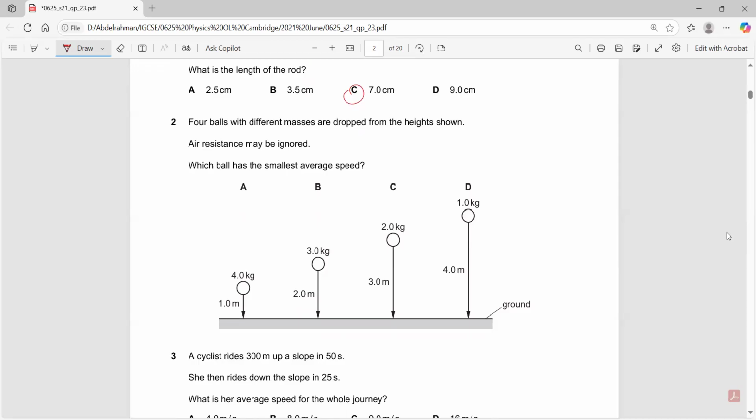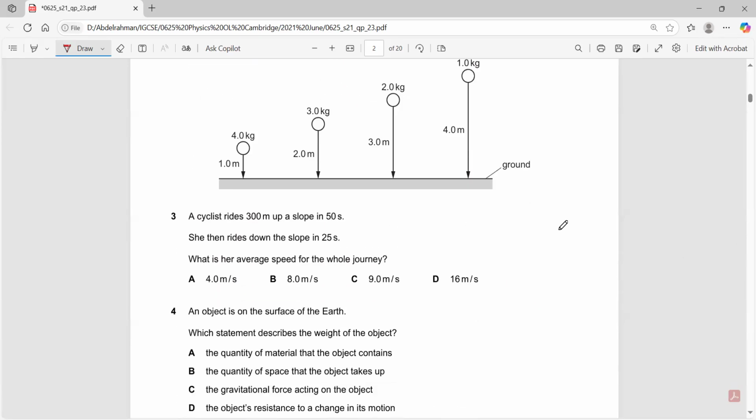Why? Because we can compare the kinetic energy to the gravitational potential energy, or basically all of the gravitational potential energy would be converted to kinetic energy. Therefore, you can cancel out the masses, and the mass has nothing to do with the speed or with the velocity. So the smallest average speed would be the closest to the ground.